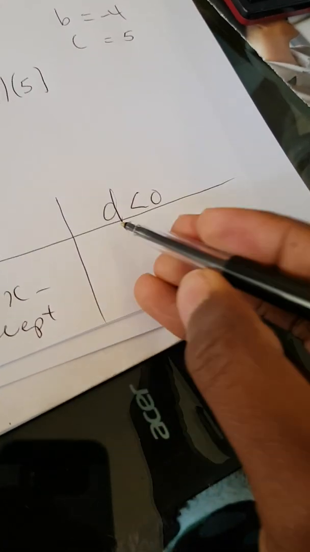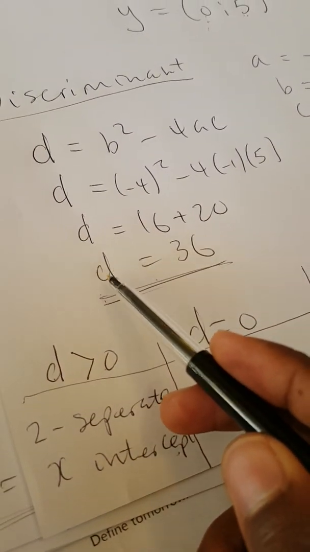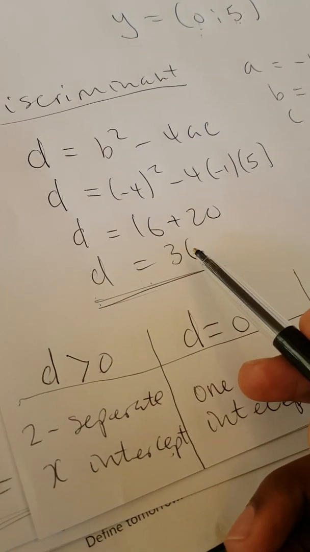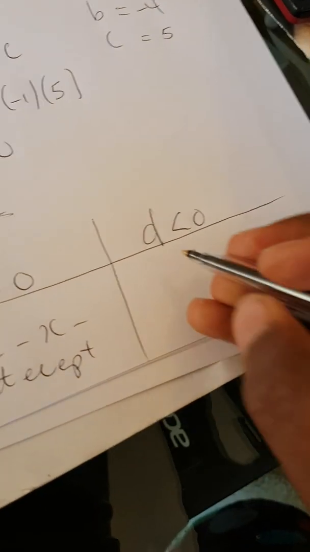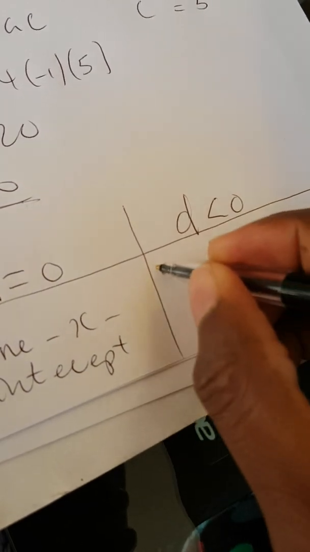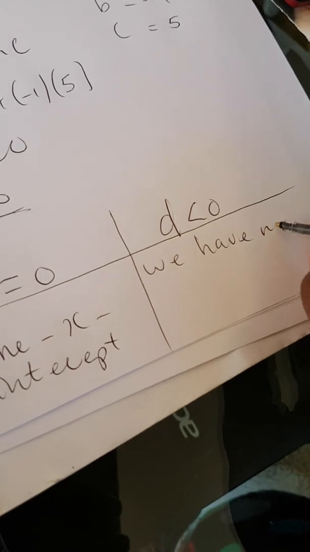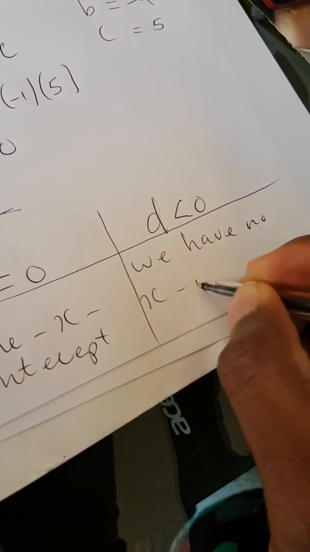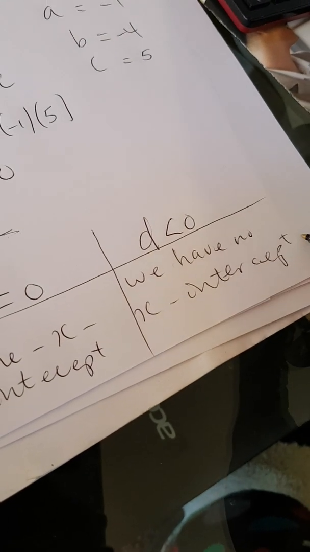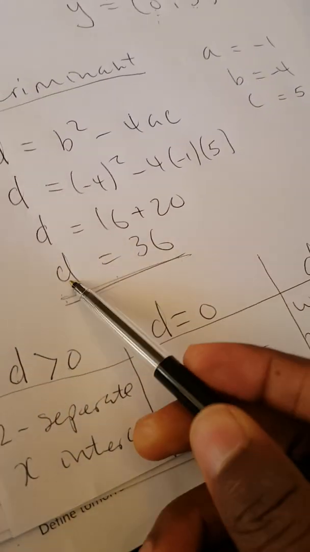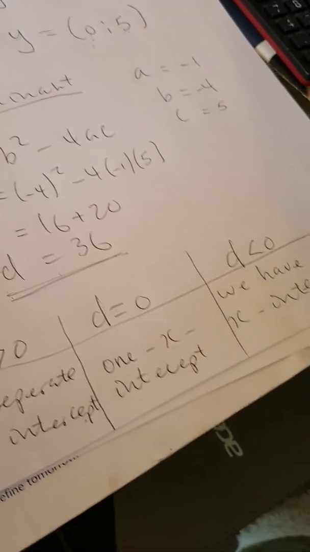We also have the case when the discriminant is less than 0. It means D is equal to -36 or D is equal to -3. Any negative number is less than 0. So when the discriminant is less than 0, we have no x-intercepts. That's how it operates. But fortunately, our D is greater than 0, so we definitely have the x-intercepts.